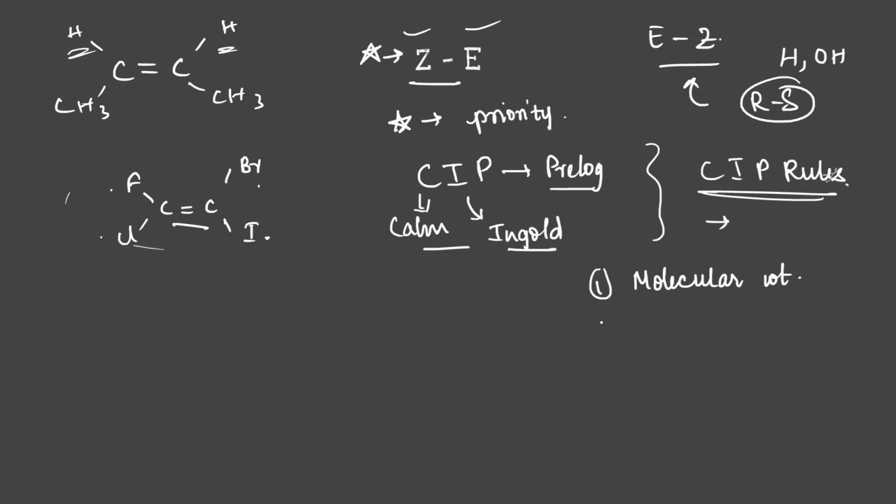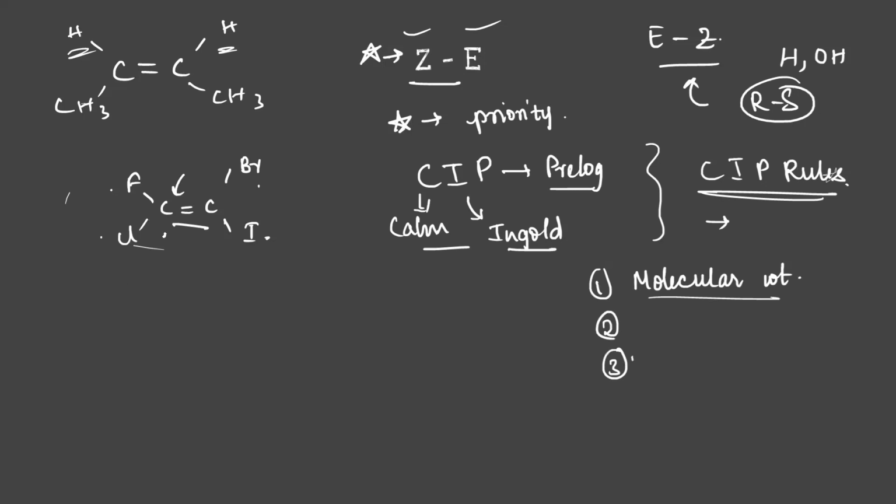Okay, molecular weight. Number two and number three we'll discuss later. Now let's see molecular weight. When the group attached to the carbon has more molecular weight, it automatically gets more priority. Fluorine, chlorine, bromine, iodine. So we have to check for each carbon separately.